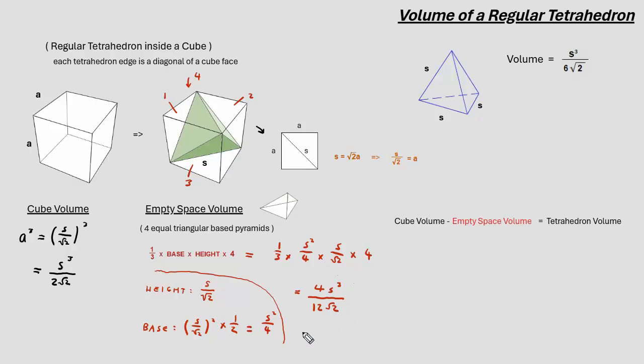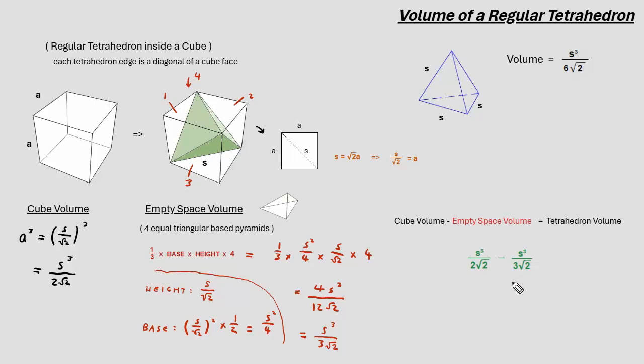And this can actually be simplified a bit further as a fraction to S cubed over 3 root 2, as 4 over 12 can be written as 1 over 3. So, cube volume minus empty space volume gives us S cubed over 2 root 2 minus S cubed over 3 root 2.